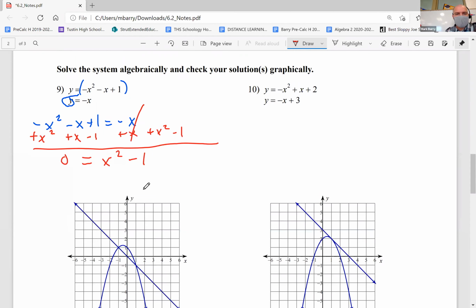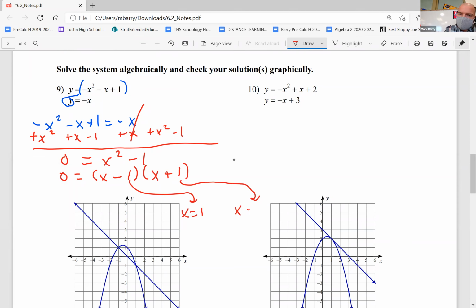Now that actually does factor. It's actually a special factoring pattern, difference of perfect squares. So we have x minus 1 times x plus 1, which would mean that x equals 1 and x equals -1.